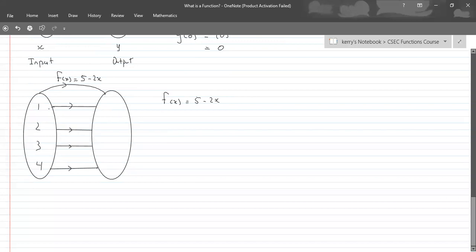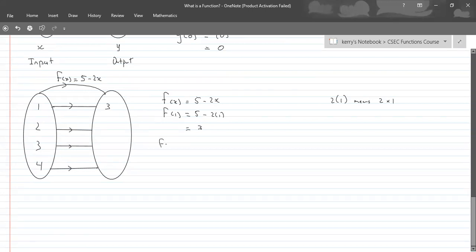So we want the output when the input is 1. So f of 1 is 5 minus 2 into 1. You just look at the instruction and replace x with 1. Again, this doesn't mean 21. For those who are unsure, 2 brackets 1 means 2 multiplied by 1. So this will give us 5 minus 2, which is 3. That is the answer here.